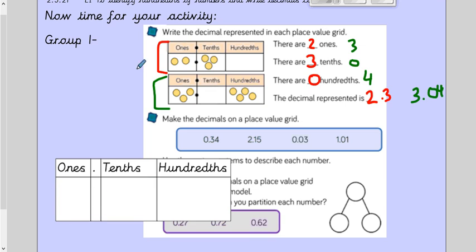And then 0.03, you'd have no ones, no tenths, and 3 hundredths. And 1.01 would be 1, no tenths, and 1 hundredth. Okay, hopefully that wasn't too fast. If you need to go back through the video, then feel free. Let me just pause the video while I get rid of that.